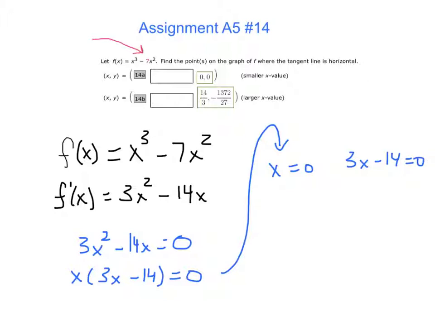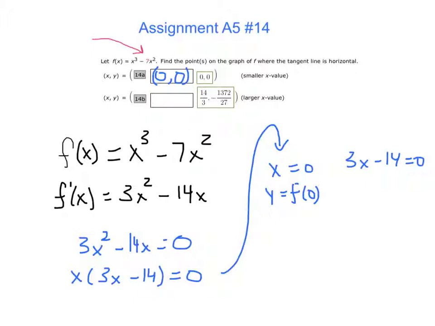If x equals 0, we're done, we've got that point. And in fact, if we want to find the y value, we just plug 0 into f, and you'll see that that's also 0. So that's why up here the answer is written as (0, 0), and that's what we would type in. So we've got the correct answer there.